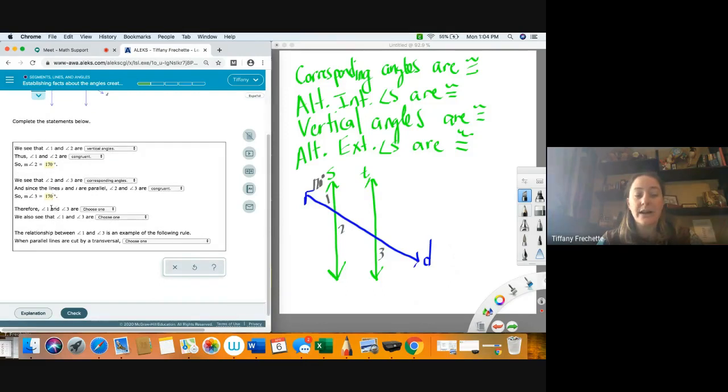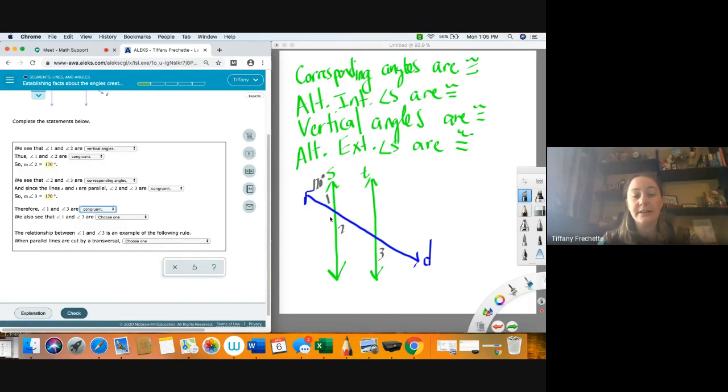So therefore, angle 1 and 3 are congruent. If angle 1 is equal to 2, and 2 is equal to 3, this is what we call the transitive property, because I can jump from the beginning, angle 1, to the end, angle 3. I can cut out that middle 2 because they're both equal to 2. So I know that they're congruent.